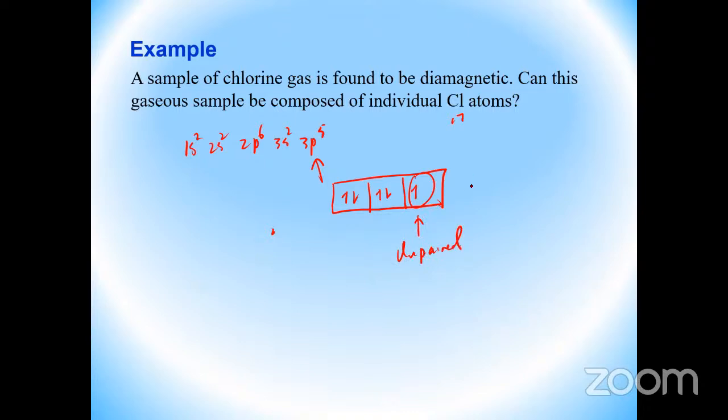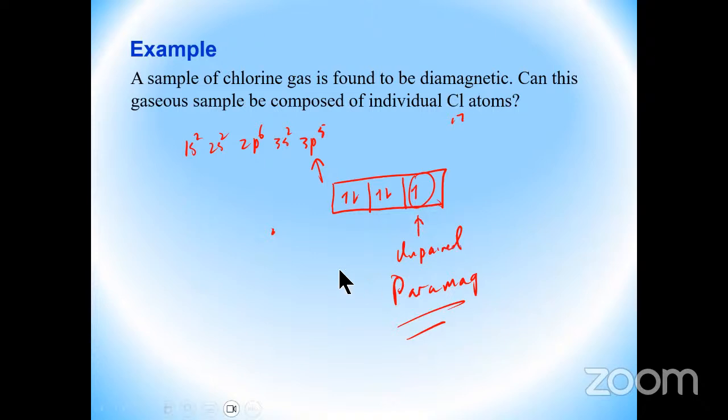All right. So therefore, if the chlorine is composed of chlorine atoms, then you'd expect this to be diamagnetic, or I should say paramagnetic. My bad. Paramagnetic. That's what you'd expect. But it says here that the sample is actually diamagnetic. So what does that tell us? It tells us that chlorine in nature is not made up of chlorine atoms. Because if it was made up of chlorine atoms, it would be paramagnetic, because each chlorine atom will have one unpaired electron here.